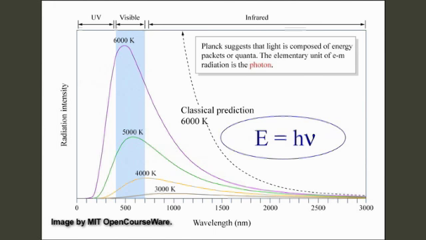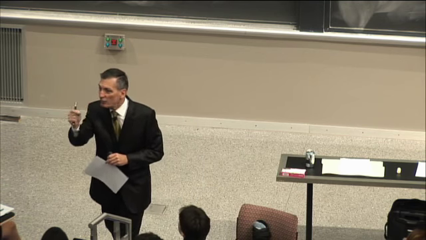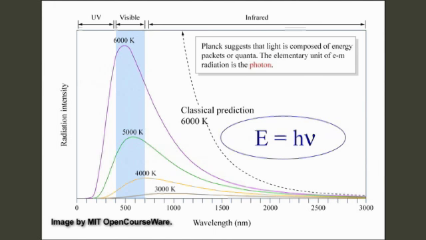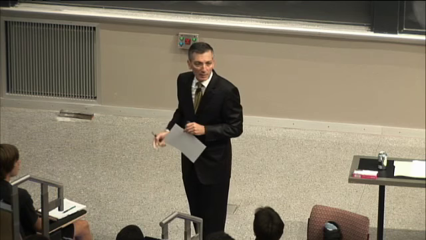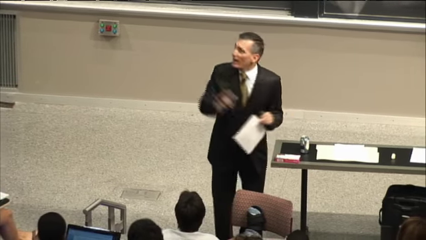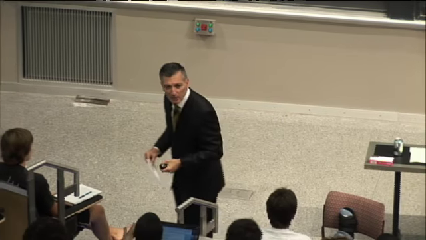And in order to do that, Planck suggested that light is composed of energy packets, or quanta, that light is a stream of individual energy bits. And the elementary unit of electromagnetic radiation is the photon. And you can say, well, I don't understand, where does he get that from? That's not the way to think about it. Say, if you make this assumption, you get these curves. And then figure out what it means. You can't make everything anthropomorphic.